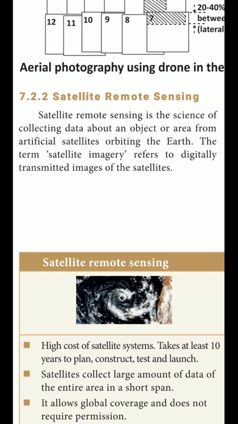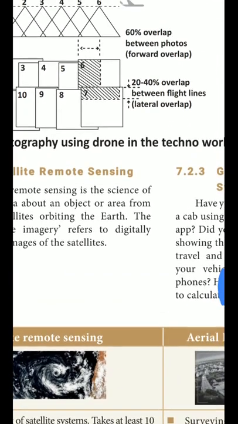So, satellite remote sensing, what do you know about this? Satellite remote sensing is the science of collecting data about an object or area from artificial satellite orbiting the earth. The term satellite imaginary refers to digitally transmitted images of the satellite. So what do you know about this satellite imaginary? It refers to the digitally transmitted images of the satellite.